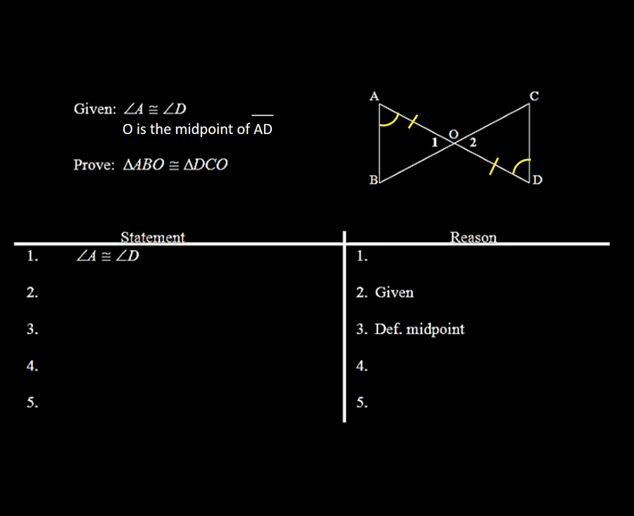What else can we add to this picture? Well, angles 1 and 2 are vertical angles. Those will be congruent. So if we look at our two triangles, they're going to be congruent. This is an example of an angle, side, angle. So take a second and fill out the reasons for this proof.